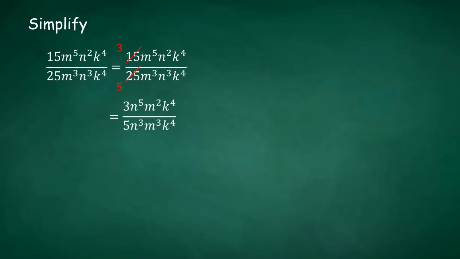We have still more to simplify. Just subtract the exponents of the variables m, n, and k. The exponent of m becomes 2, since 5 minus 3 is 2. The exponent of n becomes 1 in the denominator, since 2 minus 3 is negative 1. The exponent of k becomes 0, since 4 minus 4 is 0. That's why our final answer is 3m raised to the power of 2, over 5n.